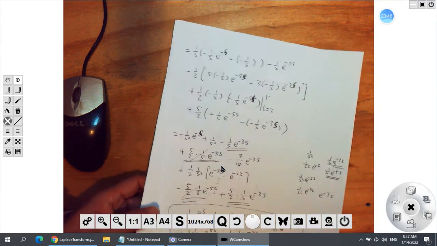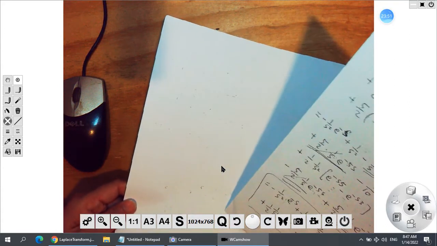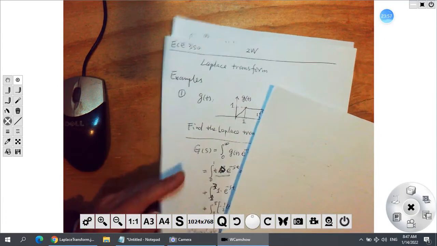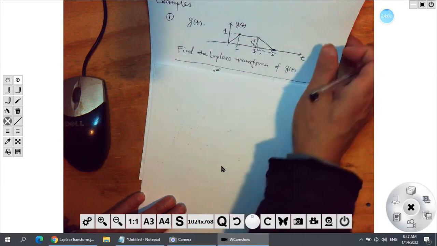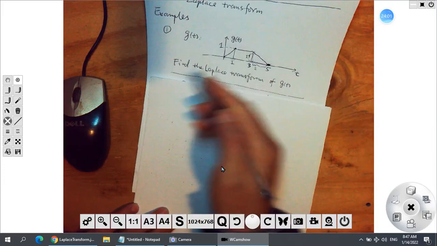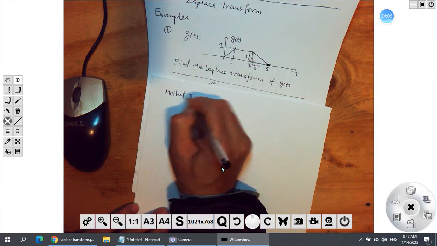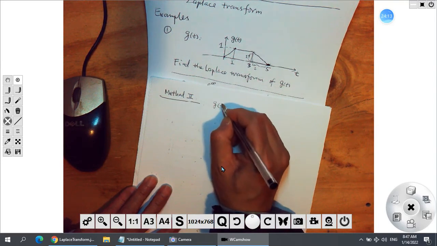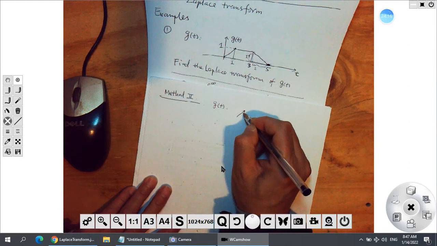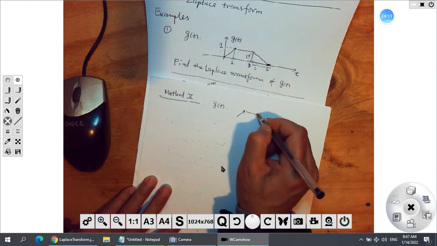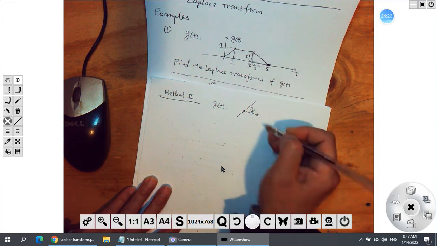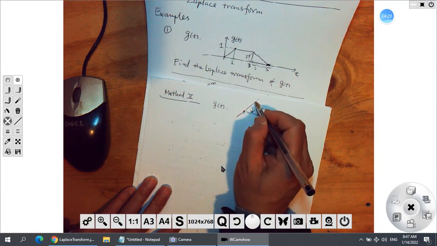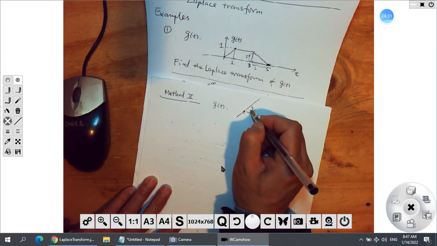Okay, now we check another method, which uses the table. Because we use the table, we can have less calculation. Go back to this one. This is the original signal. I use method 2. We look at this signal g of t. Let's go. This is a ramp, then straight ahead, then going down. Firstly it is a ramp. If you keep it as a ramp, it will go forever like this. Now it turned down to here.